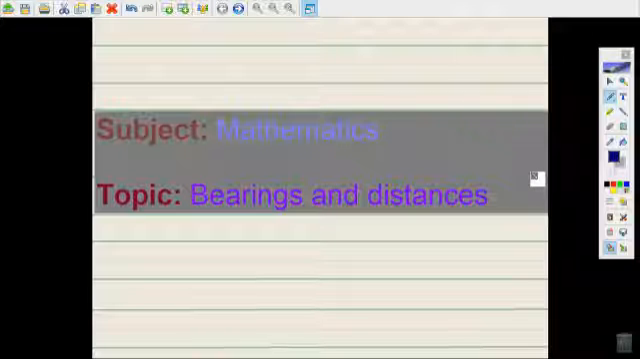Today we are going to deal with bearings and distances. First, before we continue, we need to understand the concept of bearing. The bearing of a point from a reference point is the angle between the north of the reference point, measured along the clockwise direction, and the line joining the 2 points. The compass used in aviation and shipping measures the bearing of a point from whatever point in question.